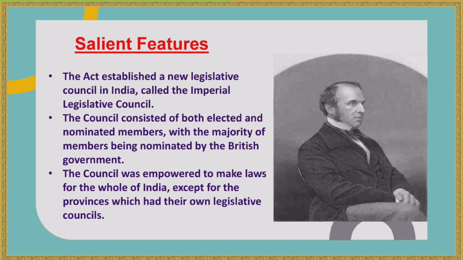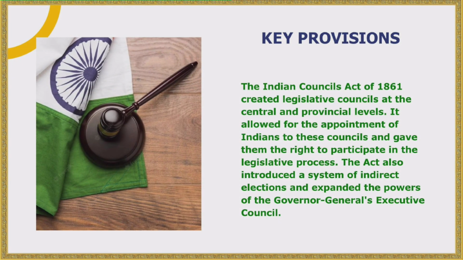Salient features. The Act established a new legislative council in India, called the Imperial Legislative Council. The council consisted of both elected and nominated members, with the majority of members being nominated by the British government. The council was empowered to make laws for the whole of India, except for the provinces which had their own legislative councils.